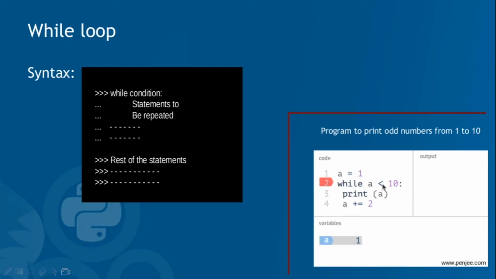First, a is 1. It will check whether a is less than 10. If a is less than 10, we will be printing a. Here it is 1, and a's value is incremented by 2. So 1 plus 2 is 3. Then it will check whether 3 is less than 10, and it is true. Then it will print 3, and a is incremented by 2, that is 5. This process goes on until a's value is greater than 10, in this case 11. When it encounters 11, the condition in the while loop turns false, and it comes out of the loop.